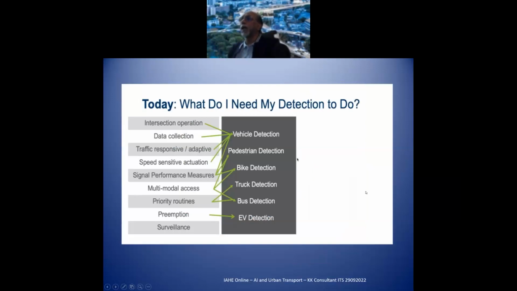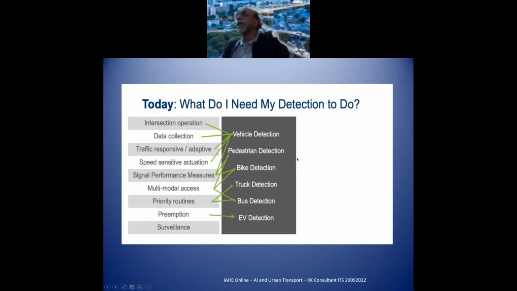Now, today, what do I need my detection to do? What all things do I need to detect? I need vehicles, I need pedestrians, I need bicycles, because they need protection. Trucks, buses, and EV, electric vehicles. Why? Sorry, EV stands for emergency vehicles. All other things are different. So now you need vehicle detection for performing all these factors.